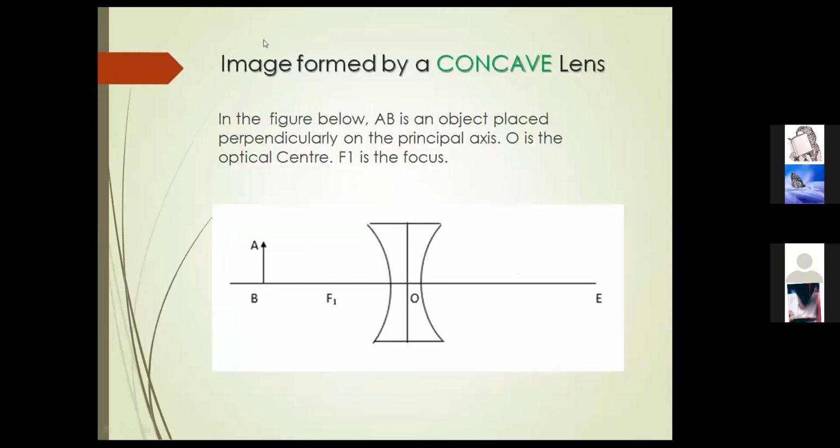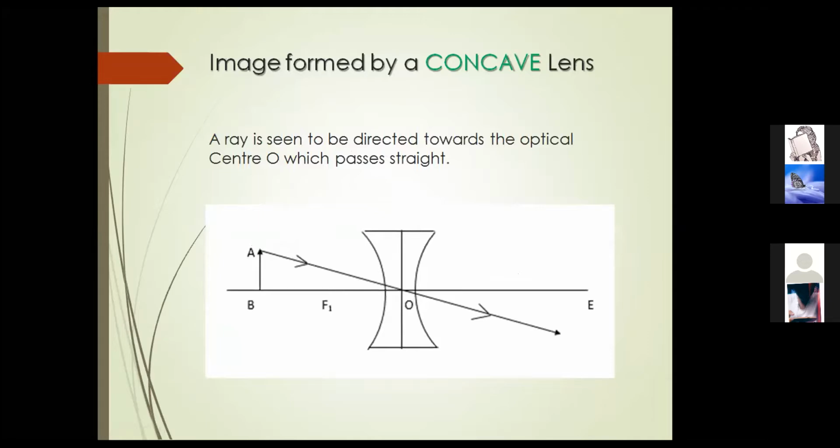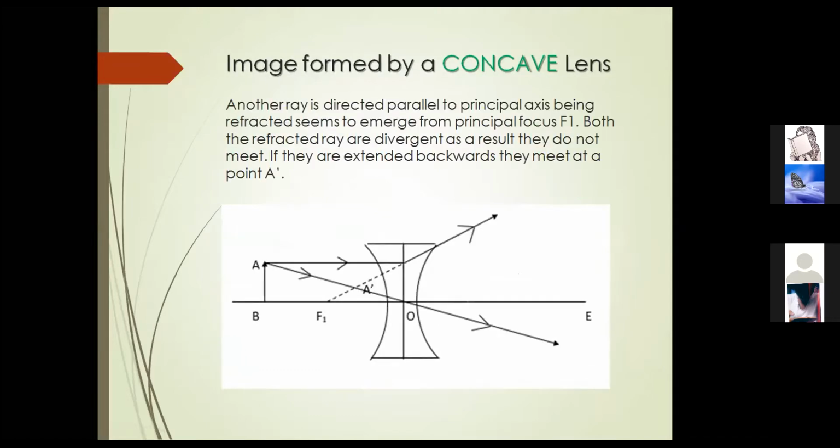Now we will be talking about the image formed by a concave lens. Here, this one is our concave lens, O is the optical center, AB is the object, and F1 is our principal focus. We see a ray is directed from this object towards the optical center, and it is passing straight. Another ray is directed parallel to the principal axis. This line is parallel to the principal axis. After refraction, it seems to emerge from this point, F1. F1 is the principal focus.